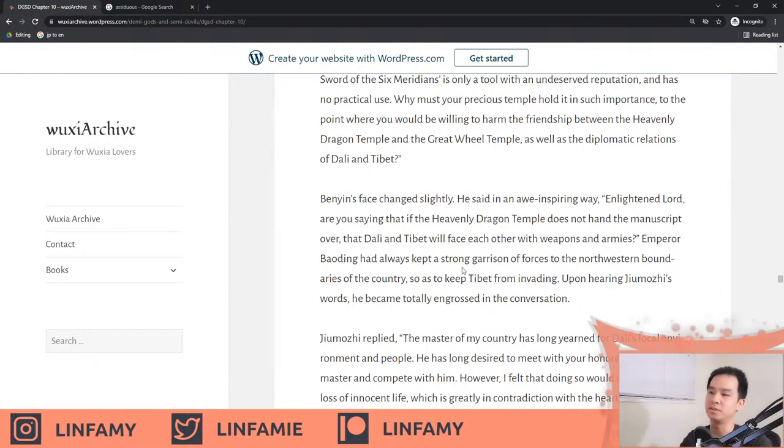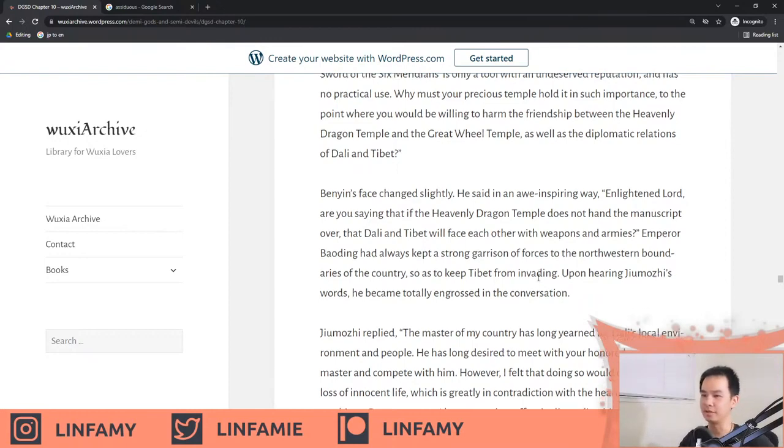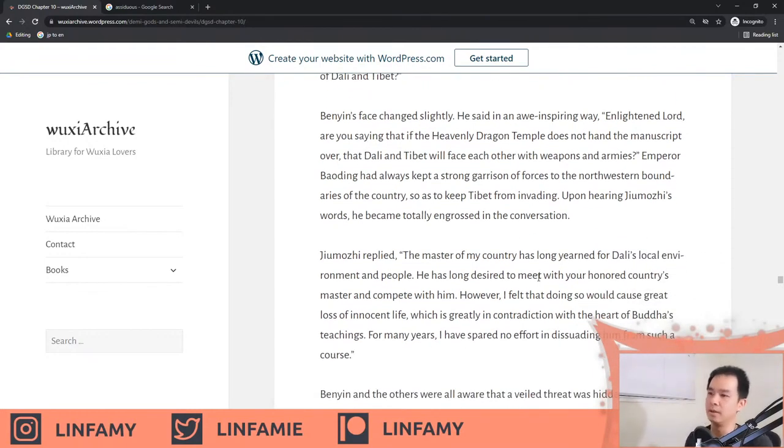Emperor Baoding had always kept a strong garrison of forces to the northwestern boundaries of the country, so as to keep Tibet from invading. Upon hearing Jiumozi's words, he became totally engrossed in the conversation. Oh, was that a threat? Jiumozi replied, the master of my country has long yearned for Dali's local environment and people. He has long desired to meet with your honored country's master and compete with him. However, I felt that doing so would cause great loss of innocent life, which is greatly in contradiction with the heart of Buddha's teachings. For many years I have spared no effort in dissuading him from such a course.